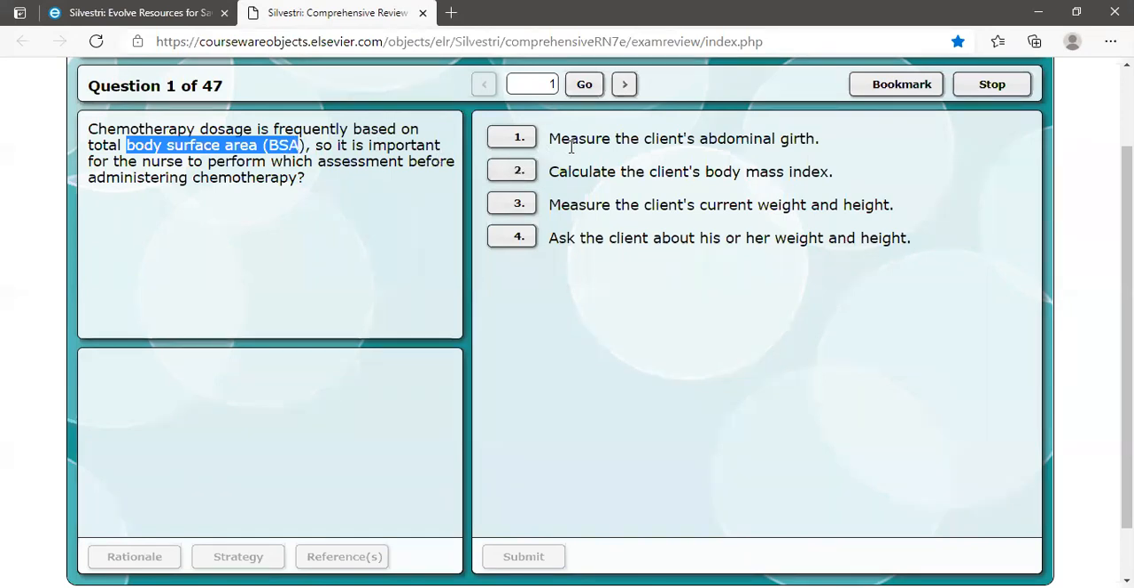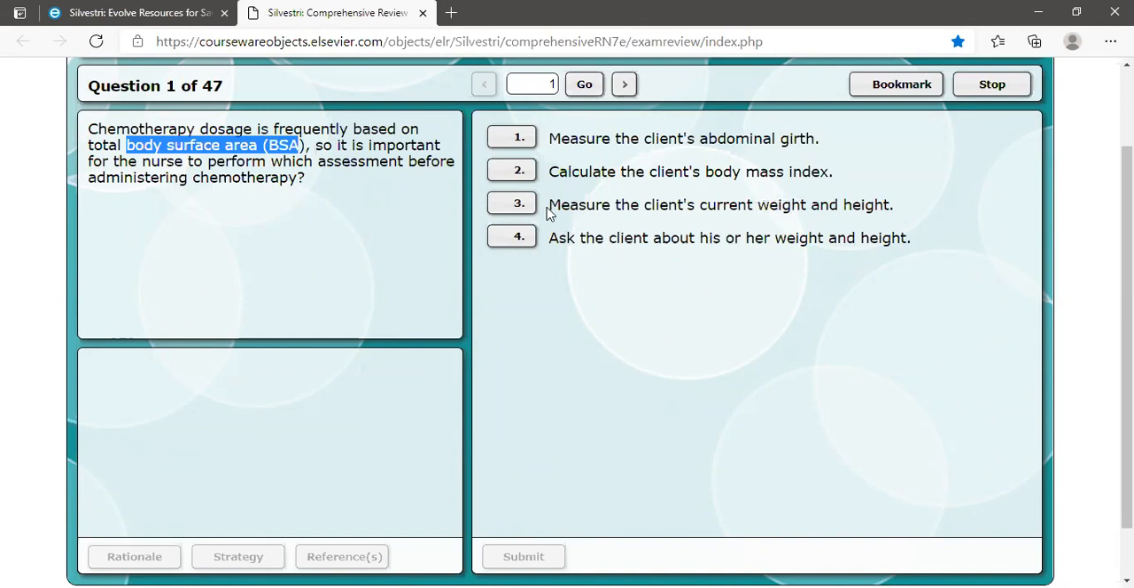What are they? Measure the client's abdominal width or total distension of circumference of abdomen. Calculate the client's body mass index. Measure the client's current height and weight. Ask the client about his or her weight and height. So you need two factors to measure the body surface area. One is the patient's or client's body weight and their height.